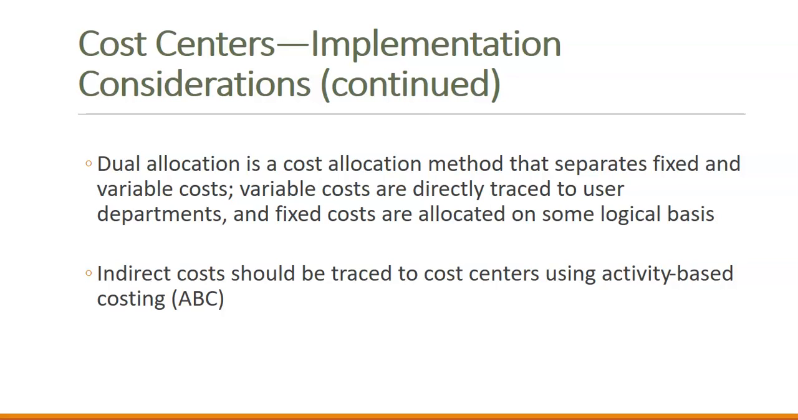So we can use activity basis, which is what we're going to look at in some of the chapter examples, or as I said, we can go back to previous chapters where we had the step, direct, and reciprocal methods of allocation for support departments.